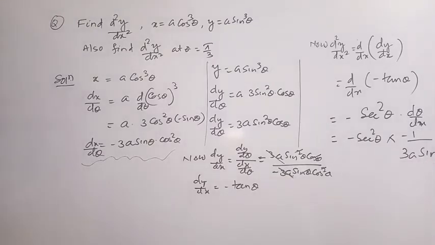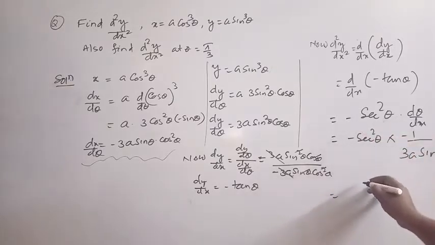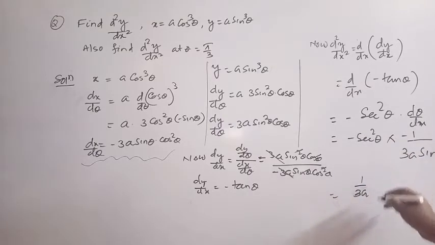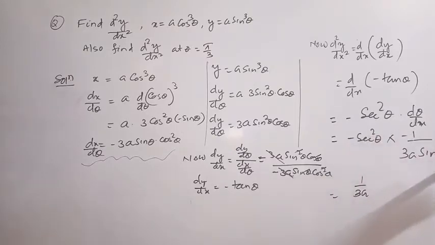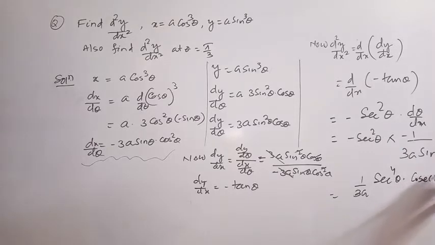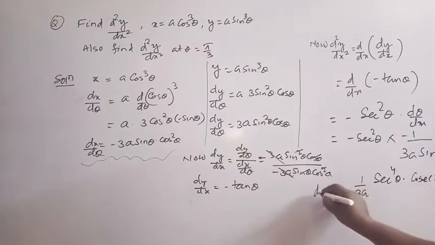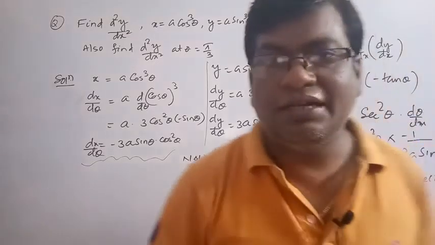Okay, dx by d theta. d theta by ds means its reciprocal. So this is equal to what? This is equal to minus plus here. So 1 by 3a into what? Sec square here, cos square, that is 1 by cos square means sec square. So sec square into sec square, sec 4 theta, into 1 by sin means cosec theta. This is d square y by dx square. Okay, and now this is one answer.